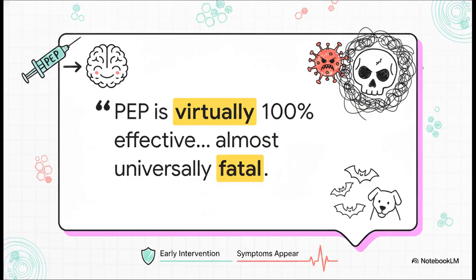I really want you to think about this terrifying dichotomy we pulled from the source material. It's virtually 100% effective when given correctly, but almost universally fatal when symptoms appear. Let that sink in. There are only about 33 documented survivors of rabies worldwide, in all of human history. Once those clinical symptoms manifest, there's no established antiviral treatment. It's over. But if you intervene early and correctly with post-exposure prophylaxis, it is completely preventable. So as future clinicians, knowing this protocol isn't just about passing a multiple-choice test. It is literally about saving lives.